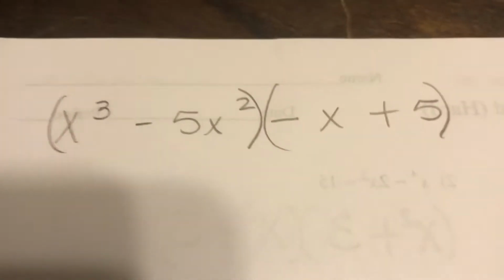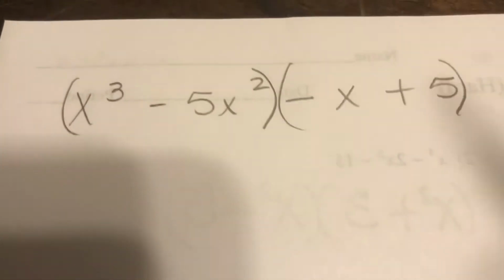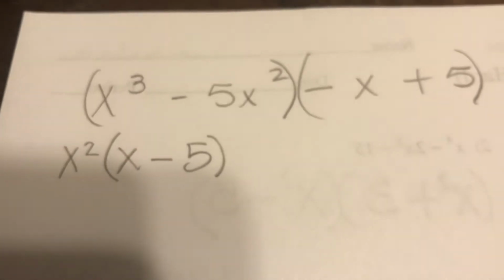And I'm going to group that. My like term in my first group is going to be x squared, because I can pull that out of x cubed and negative 5x squared. X squared times x would give me x cubed. X squared times negative 5 would give me negative 5x squared.